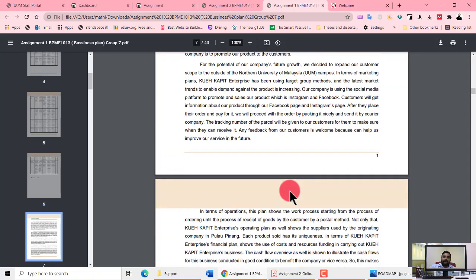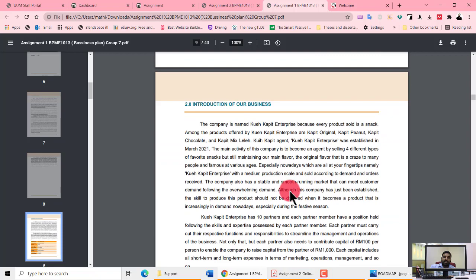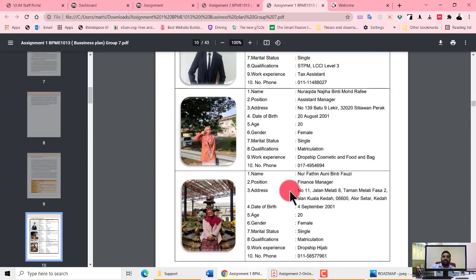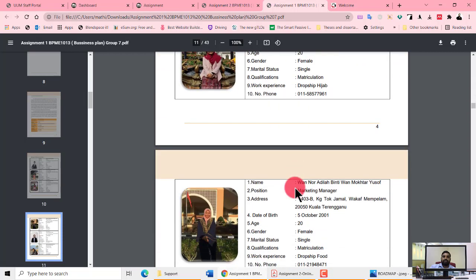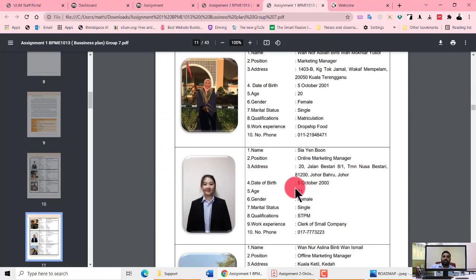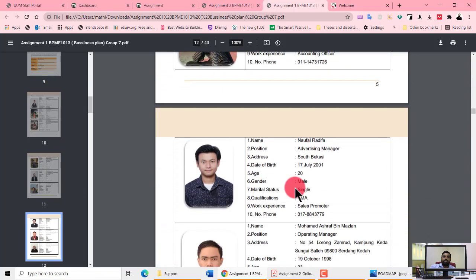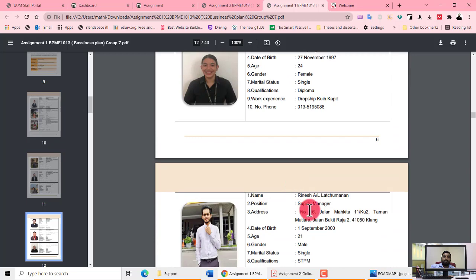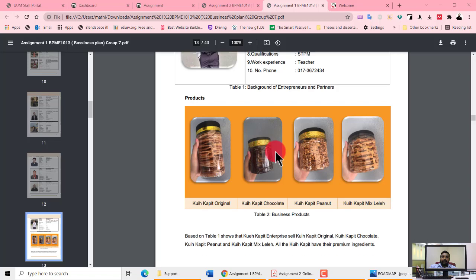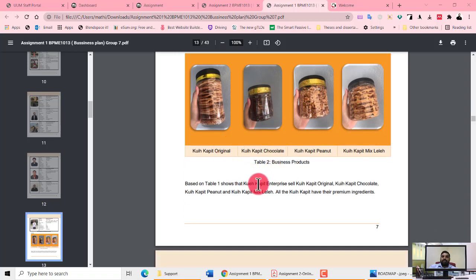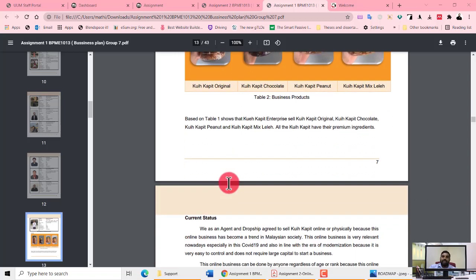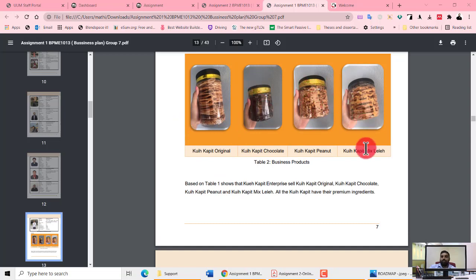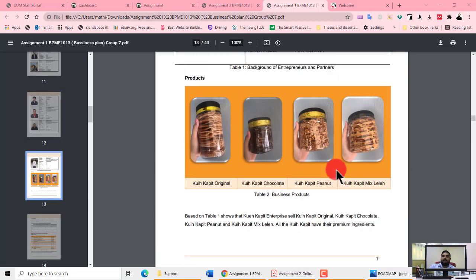Executive summary. They explain, then they go to the introduction to their business, everything, like this. They are selling koi kapit, four types of koi kapit, just one product but four types. Maybe they get it from their relatives.